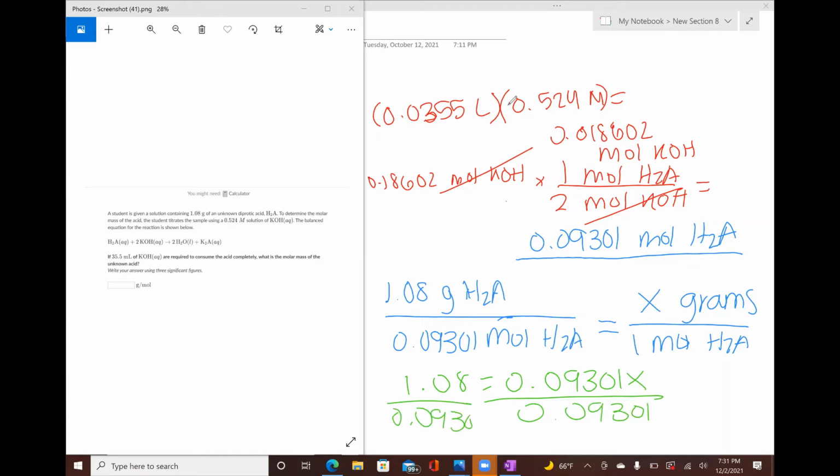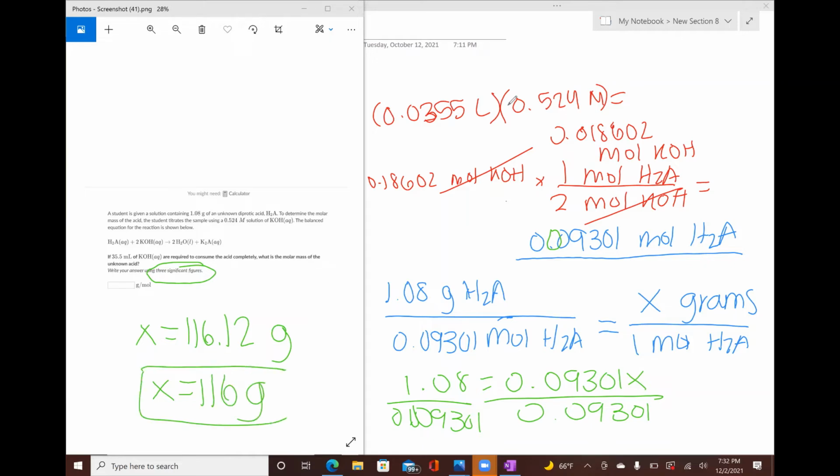And what would you get? I mean, I just multiply. So x equals 116.12 grams. But it asks for 3 significant figures, which is very important. So x equals 116 grams, or the molar mass is 116 grams. Okay.